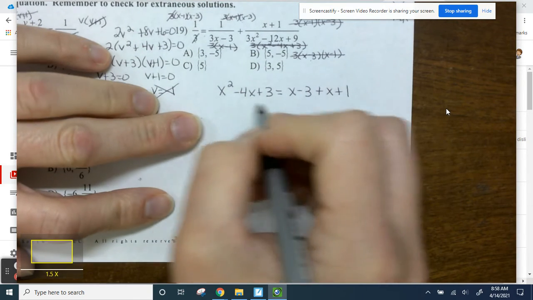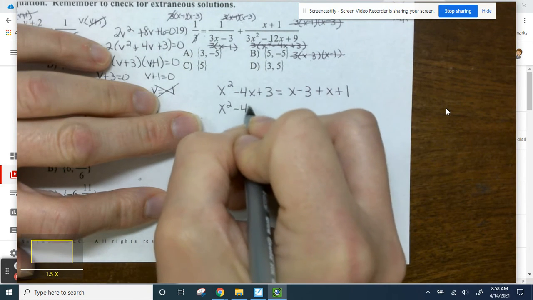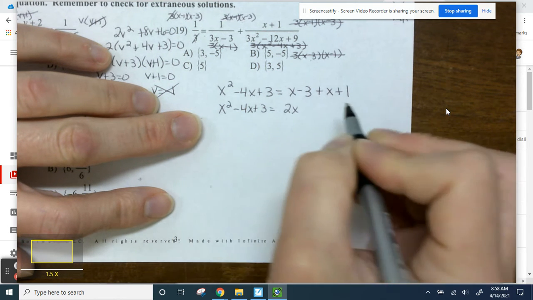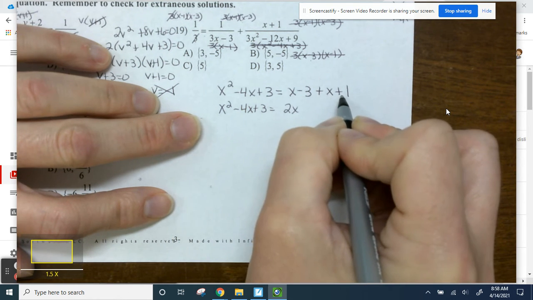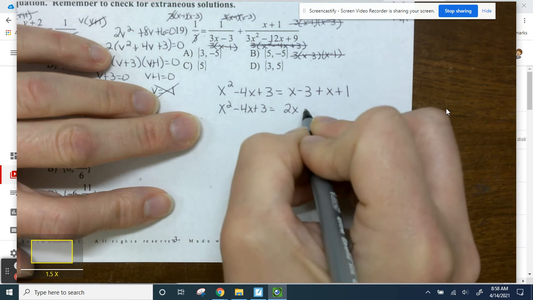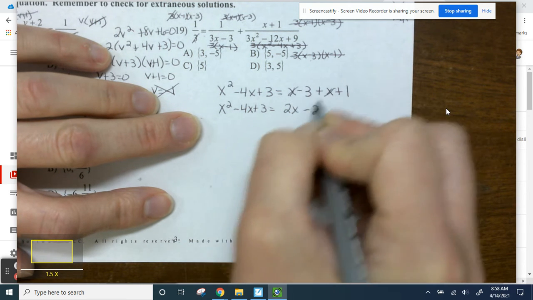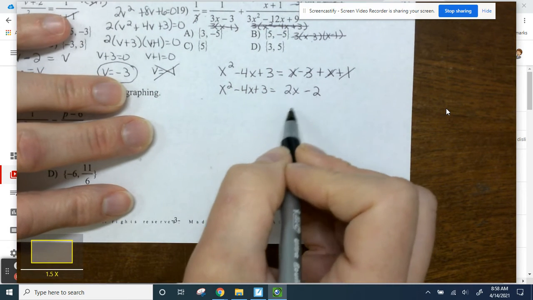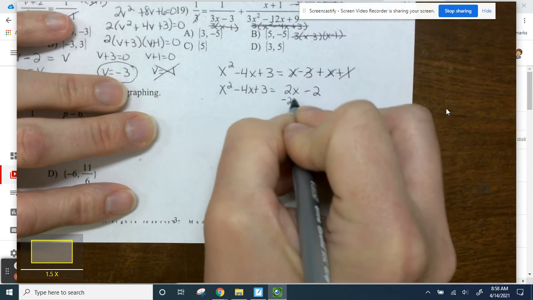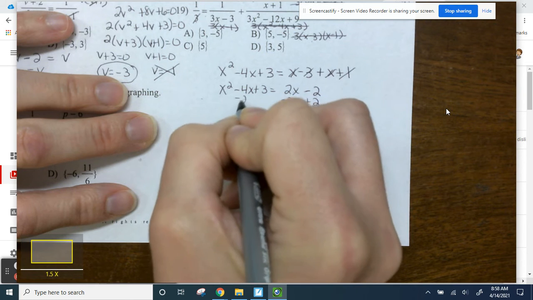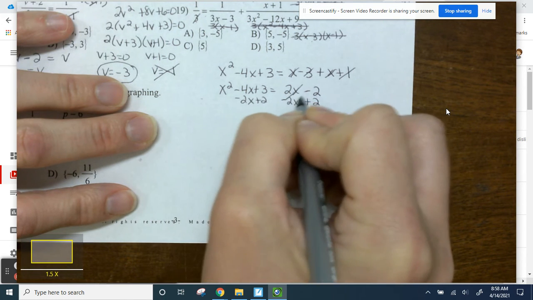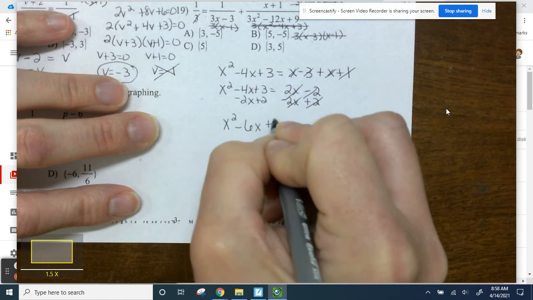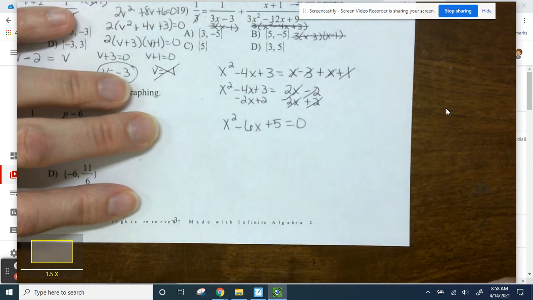Okay, so let's see what we can combine. Over here, we can't combine anything. But on this side, x plus x would be 2x. And minus 3 plus 1 would be negative 2. X plus x is 2x. Minus 3 plus 1 is negative 2. All right, now I'm going to move both of these over here. So minus 2x plus 2. Minus 2x plus 2. They cancel here. So x squared minus 6x plus 5 equals 0.